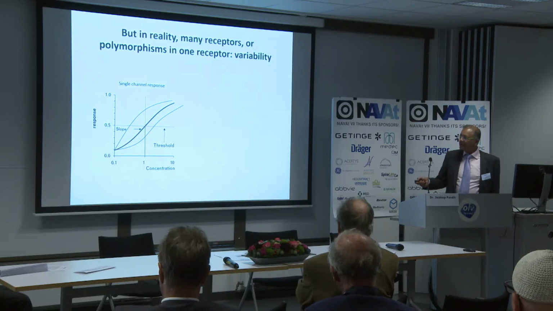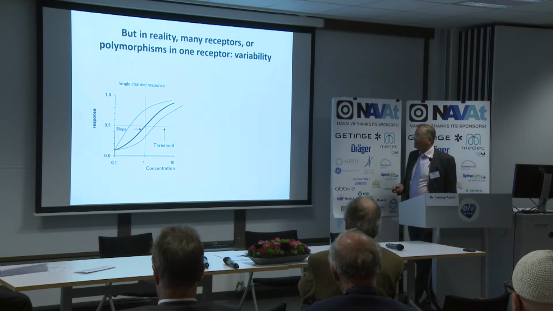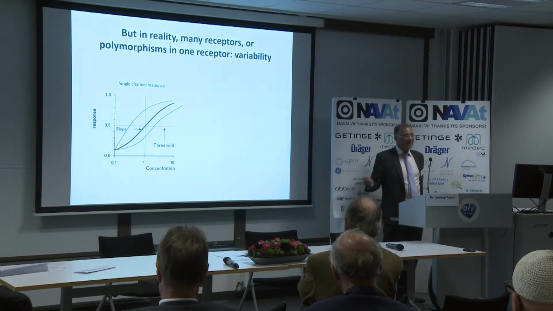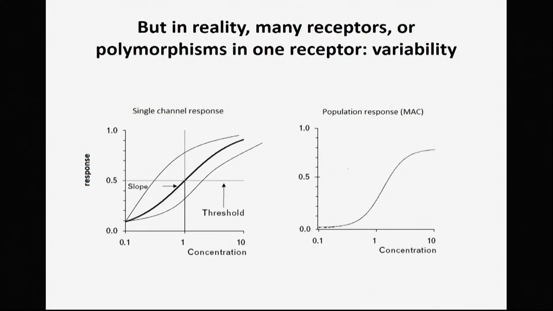But in reality, we know there are many channels that anesthetics work on, and even if there aren't, even if you say, I don't like those channels, I'm a GABA person, you've got polymorphisms in that channel. You have to accept that. So you have to have variability in your receptor response. So it's not a single line, it's multiple lines depending on those polymorphisms. And if you do the maths, you can see where this is going. If you translate that into a population curve, you have to have a non-sharp population curve. So if we see this in the population that's non-square wave, we have to assume multiple channels or polymorphisms in one channel as being responsible.